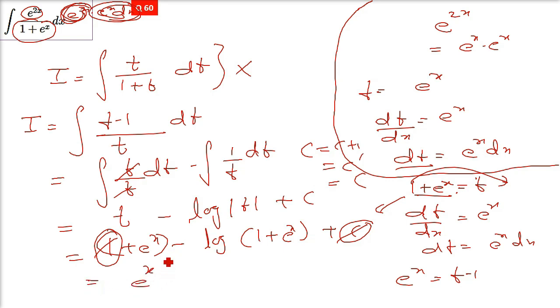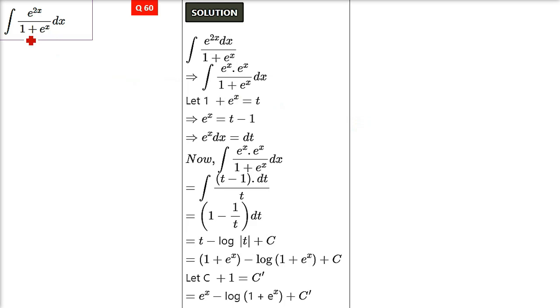Other terms remain the same. e raise x, this, and then minus log of 1 plus e raise x plus constant of integration. You can make it capital C or C prime. So you have known the difference. Two paths or two routes I showed you. Whichever you like, you can follow. But the latter one will be more beneficial as far as solving the question in no time is required.